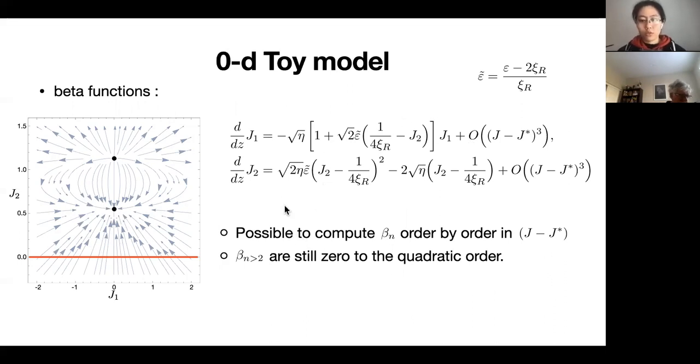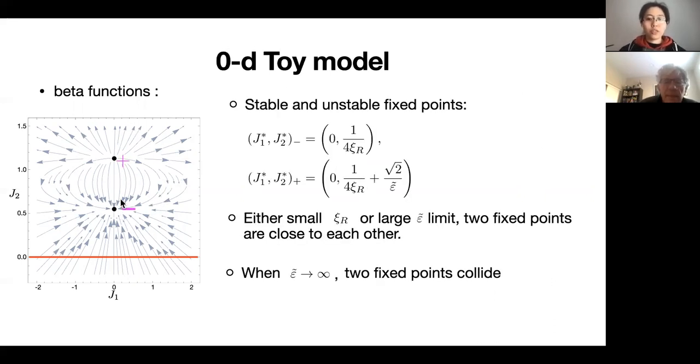So here is our result. We can of course compute the higher order terms, as I said before, but up to the quadratic order, the beta functions for other couplings are not generated. And these two beta functions already give a very rich RG flow diagram. So there is a stable fixed point and an unstable fixed point. By tuning the parameters we design for the beta functions, we can move those fixed points around. And the two fixed points can even collide at some limit of the parameter.